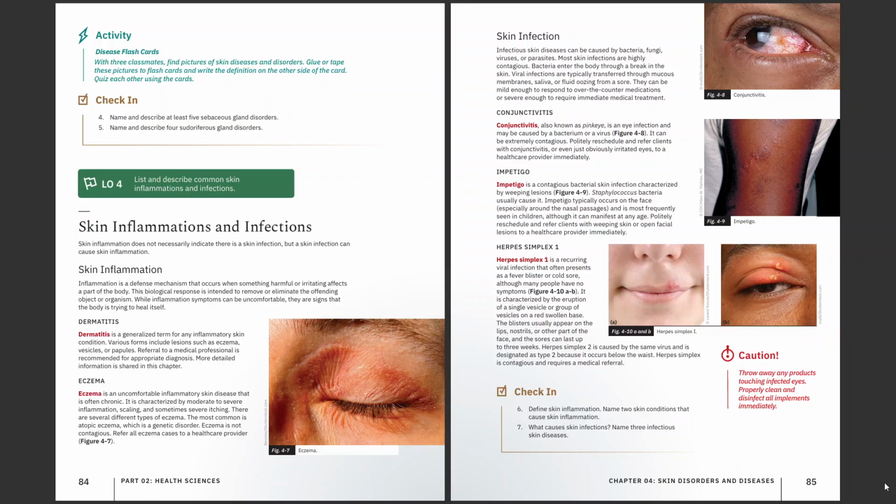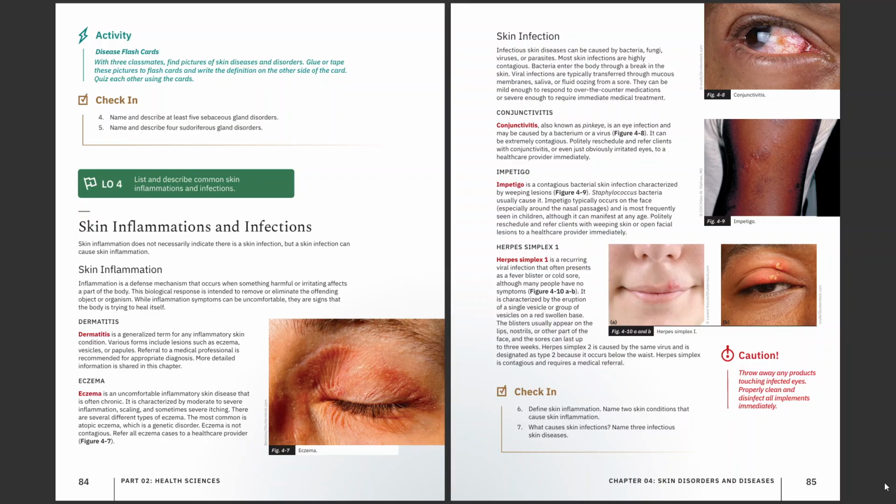Conjunctivitis. Conjunctivitis, also known as pink eye, is an eye infection and may be caused by a bacterium or virus, figure 4-8. It can be extremely contagious. Politely reschedule and refer clients with conjunctivitis or even just obviously irritated eyes to a healthcare provider immediately.